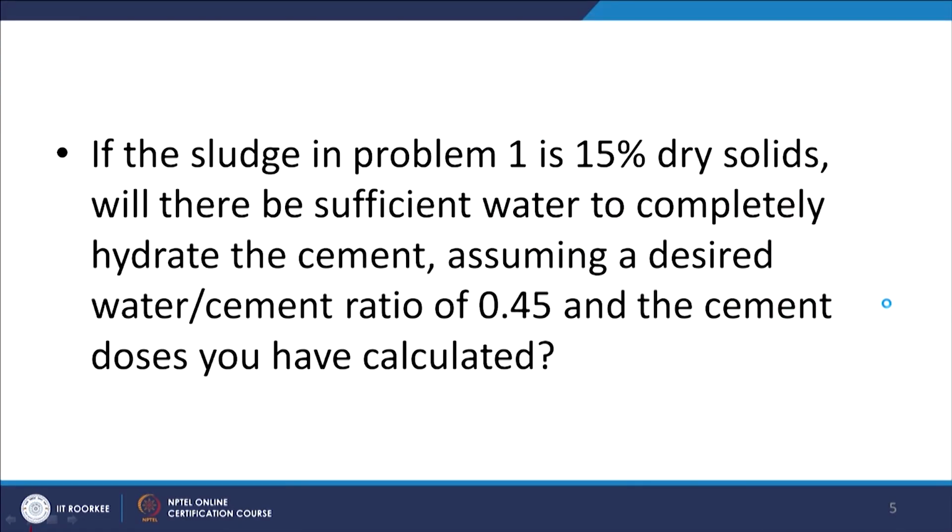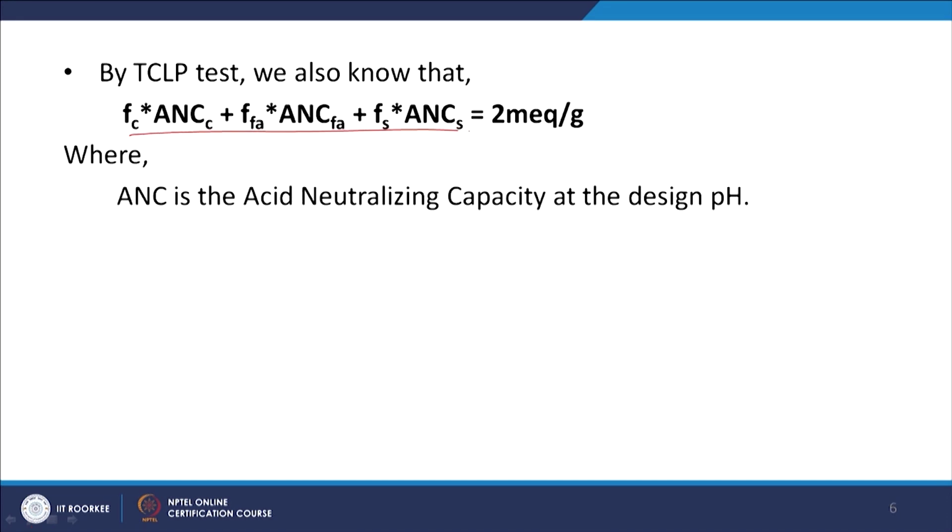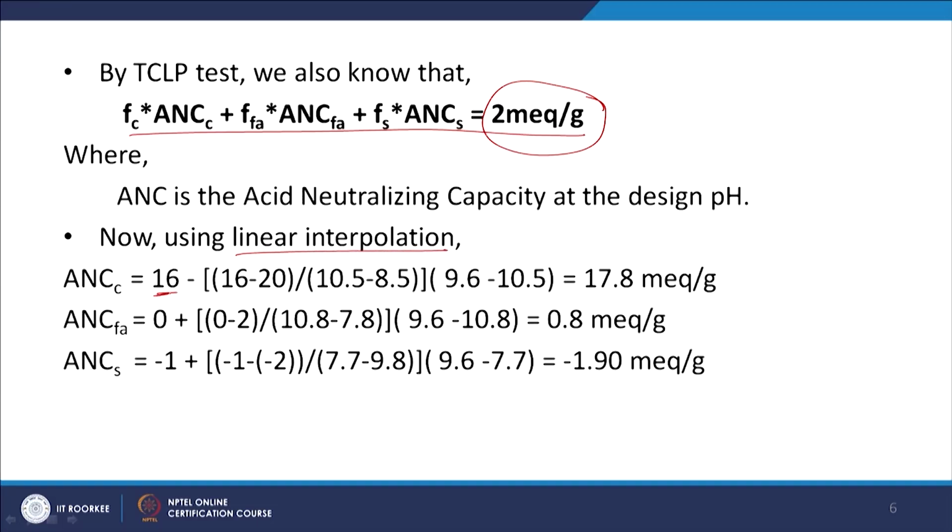So let us look at the relevant aspect of problem 2. This is what we have here, 2 milliequivalents per gram. This is the amount of acid that you put in per weight of waste in the TCLP test. Moving on, again linear interpolation. At pH 10.5 we had 16, and at pH 8.5 we have 20, I believe, and we are trying to find what it is at 9.6.